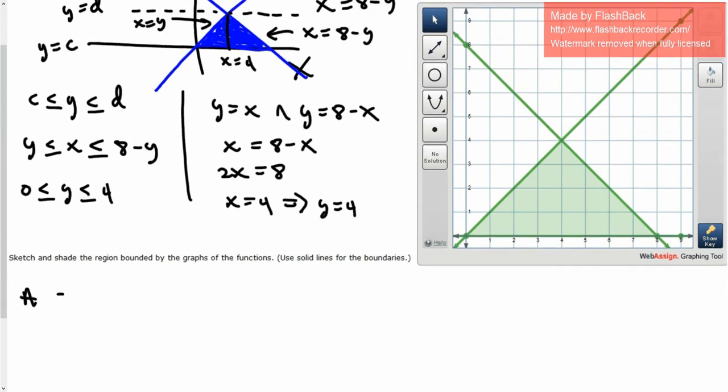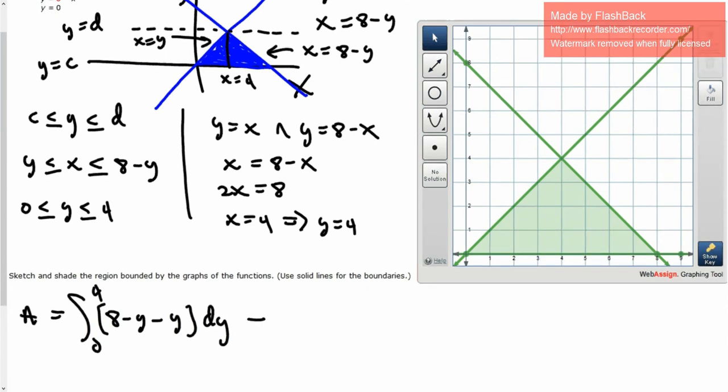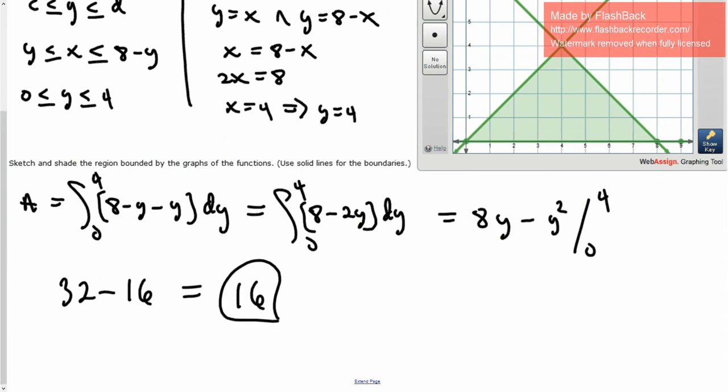So we find this area. This is the integral from 0 to 4. It's the upper limit for x, which is 8 minus y, minus the lower limit for x, which is y. This is now dy. So this is the integral from 0 to 4 of 8 minus 2y dy. Just integrating that, that gives us 8y minus 2y squared divided by 2. So that's just y squared. And we evaluate these values from 0 to 4. So we get 32 minus 16, and that gives us 16.